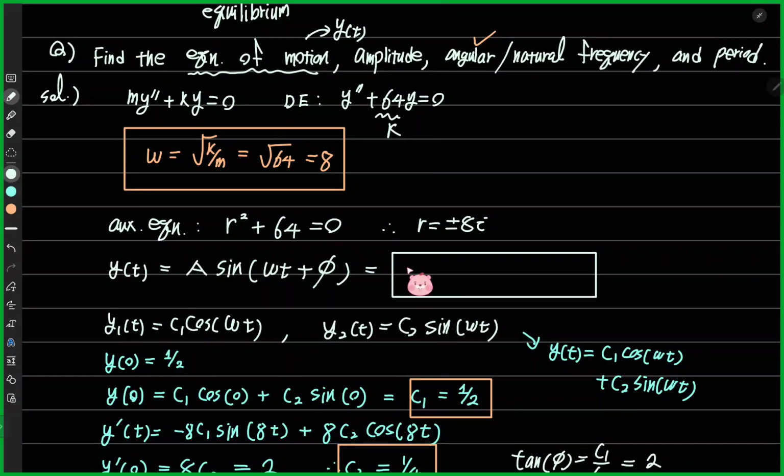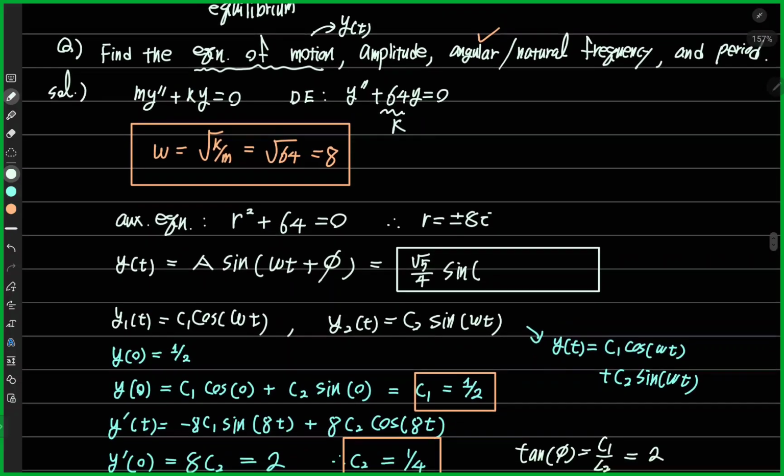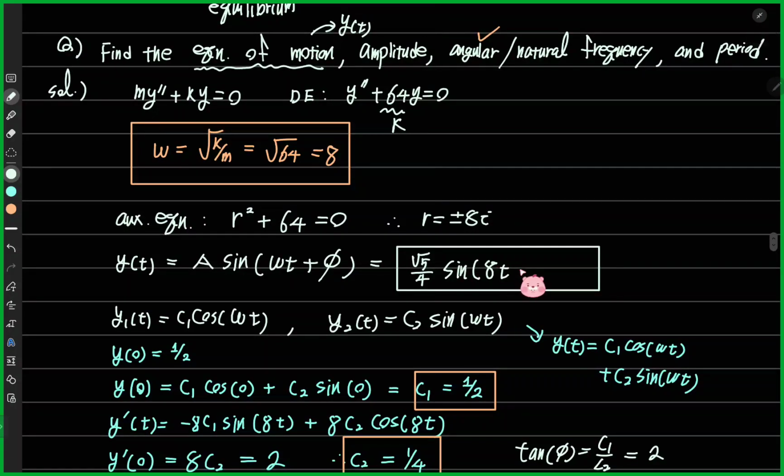So this is going to be A, which is square root 5 over 4, times sine, and the phase is approximately 1.10715. And the t plus, what was omega? I forgot. Oh yeah, 8. So 8t plus 1.10715.